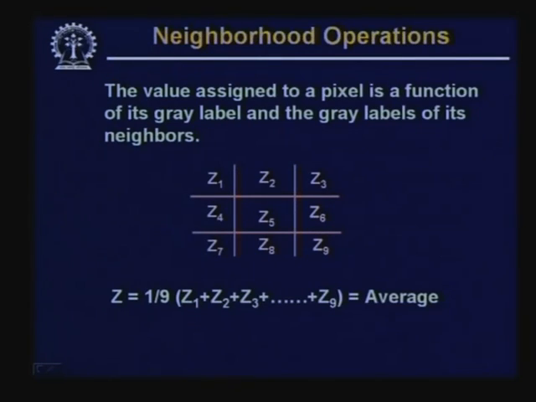This is a simple averaging operation at individual pixels, which is nothing but a neighborhood operation, because at every pixel we are replacing the intensity by a function of the intensities of its neighborhood pixels. And we will see later that this averaging operation is the simplest form of low pass filtering to remove noise from a noisy image.